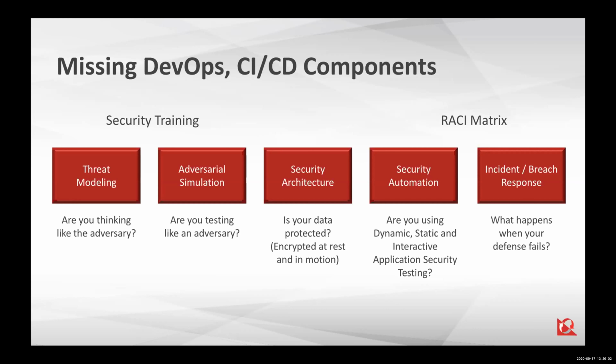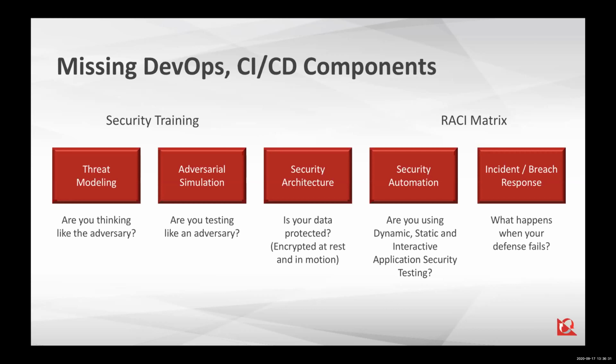And then also a RACI matrix: who does what? In an agile development environment, it's typically no one's really fully in charge. It's really everyone just trying to accomplish a goal and move as quickly as possible. But a RACI matrix is critical to understanding how you handle security from an operations perspective and making sure roles and responsibilities are clearly outlined. So RACI, if you're not familiar, is responsible, accountable, consulted, informed, and then there's also an S for support.